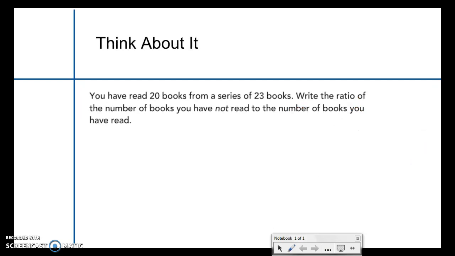Alright, this does not have to go into your notebook. Let's say that you have read 20 books from a series of 23 books. That's a pretty big series. Write the ratio of the number of books you have not read to the number of books you have read. Now stop. What we've been talking about lately is making sure that you read a question more than one time so you understand what it's asking.